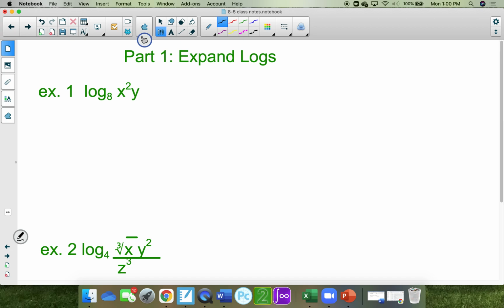And they want you to expand this out. Notice you have an x to the second and a y, and they're multiplied together. So in order to separate them, you're going to write 2 logs of base 8s. And since they're multiplied together, there's going to be a plus sign in between there. This one's going to be for the x to the second, and this one's going to be for the y. And then there's that rule, which was this one right here.